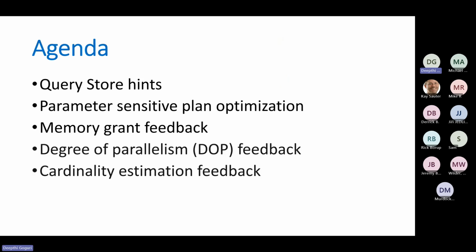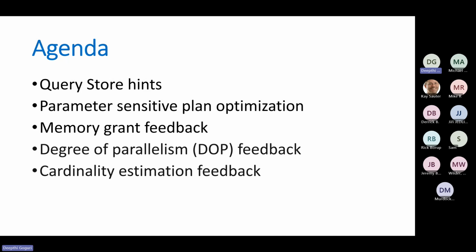So our agenda for today is to talk about the SQL Server 2022 features, which we first need to start with query store, because all the IQP features listed below the first point, the last three: memory grant feedback, degree of parallelism feedback, and cardinality estimate feedback, all depend upon the query store. So we need to talk a little bit about how the query store works behind the scenes and what the query store hints are, and then dive deep into the IQP features.